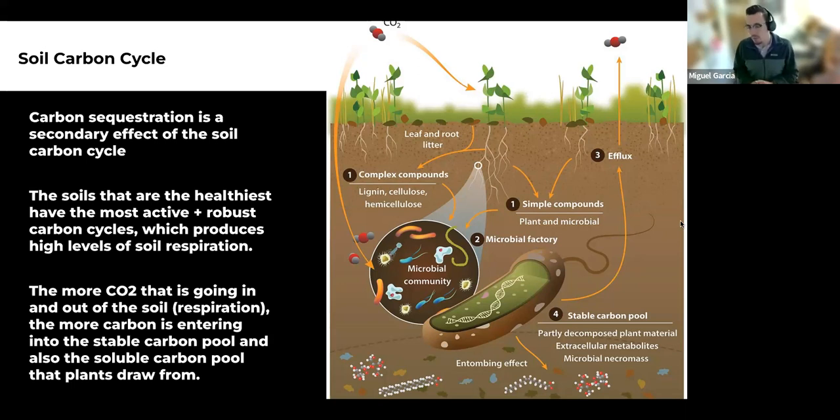So we want to see these carbon fluxes occurring in healthy soils. And the more they happen, the more carbon will eventually become stable in the ground. And that will contribute to removing carbon from the atmosphere. And that has a huge potential to mitigate the impacts of climate change.